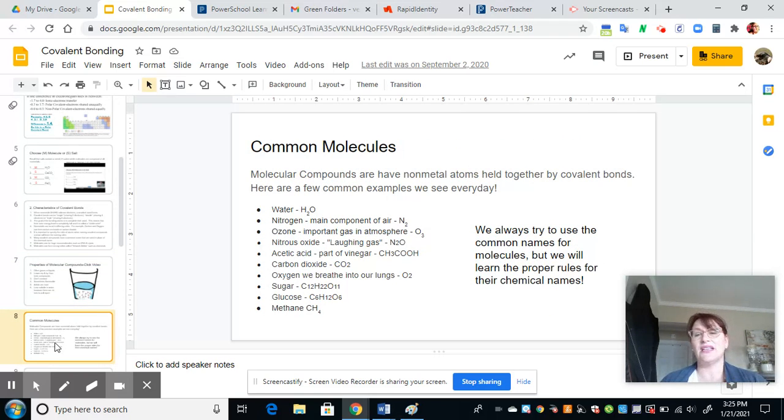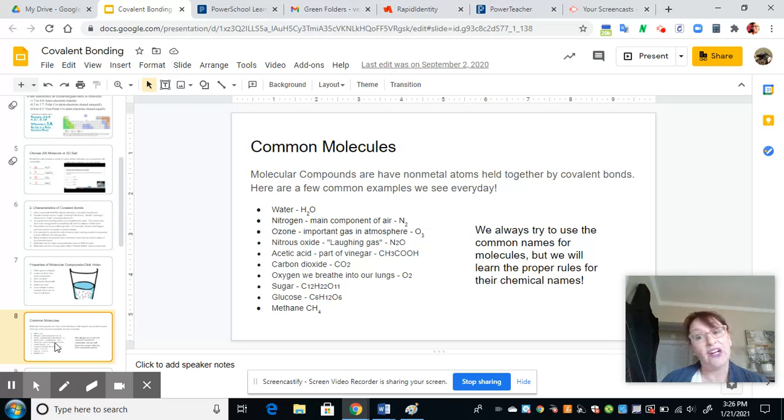Okay, here's a list of some common molecules. I've already mentioned the water, the ammonia, and the methane, but there's a whole ton here. And some of these are ones that you already know. For example, glucose. You've had biology. I know you've studied glucose because you studied cellular respiration and photosynthesis. So glucose is C6H12O6. And that's a very similar molecule to sucrose, or what we call sugar, which is C12H22O11. Of course, you know O2, that's the oxygen we breathe, and CO2, that's what we exhale.